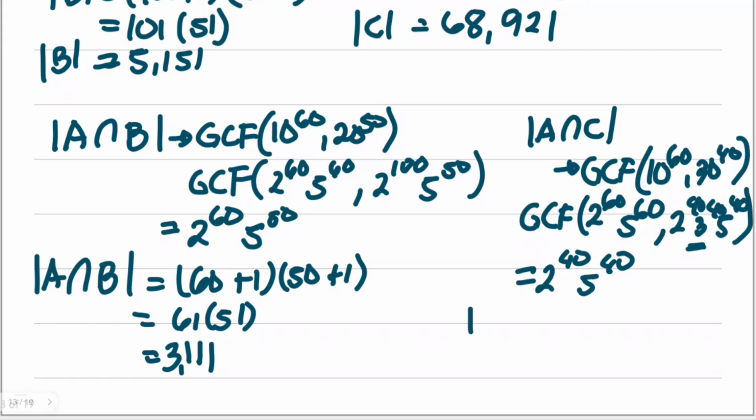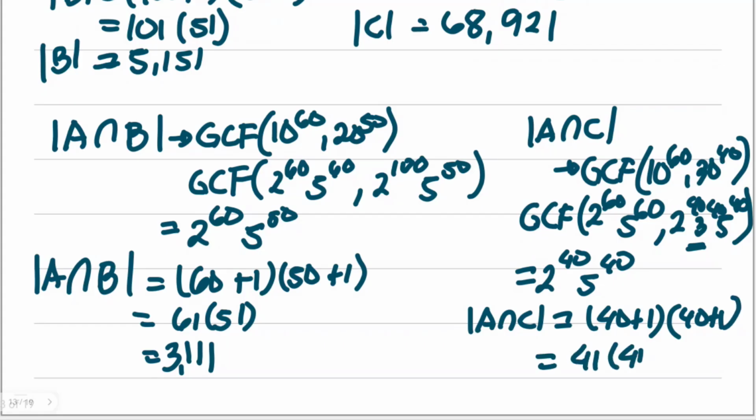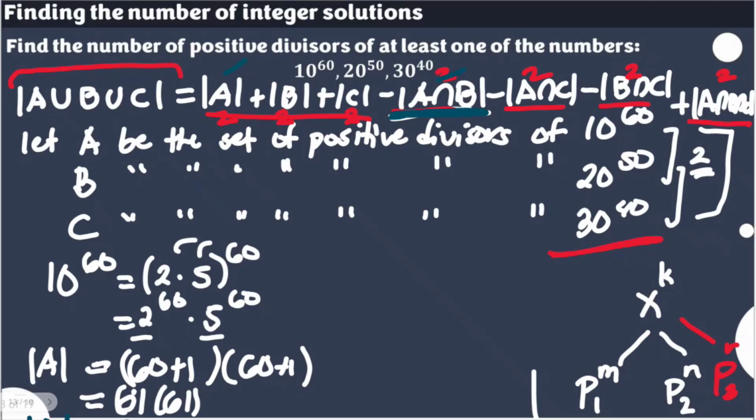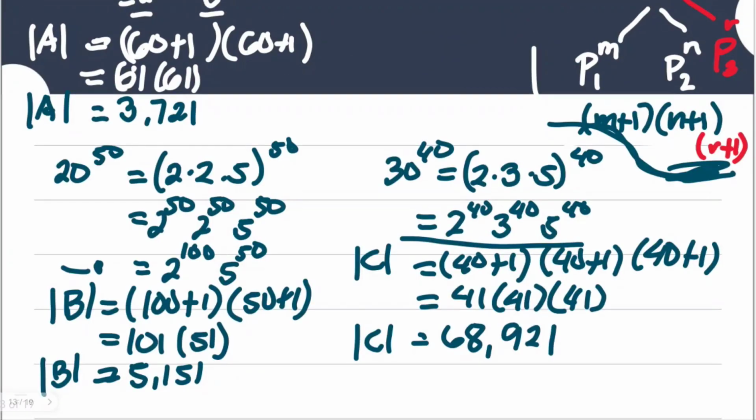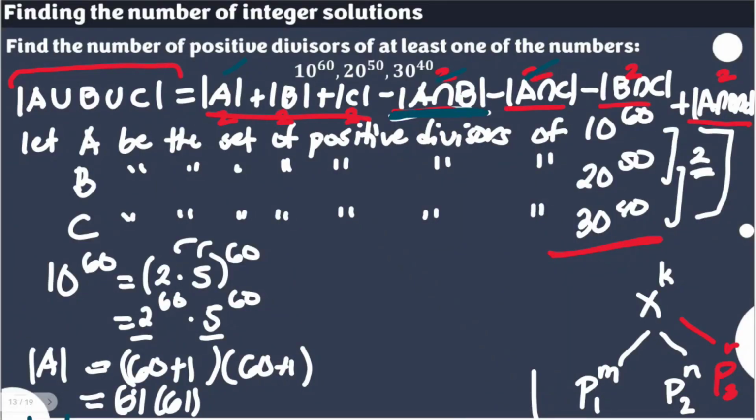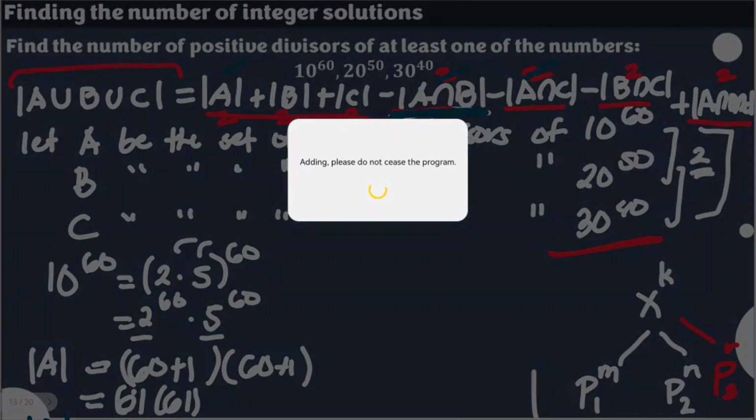So our cardinality for A intersection C is 40 plus 1 times 40 plus 1. So you will have 41 times 41. You will get here our result using your calculators, 1,681. Okay, so we are done with these 2. We still have 2 more. That's why I may be using another page here. Okay, so I will add another page.